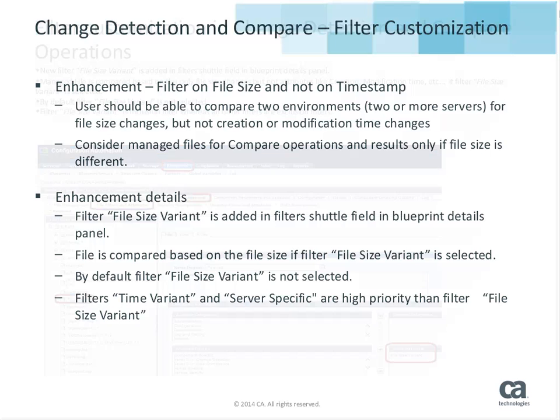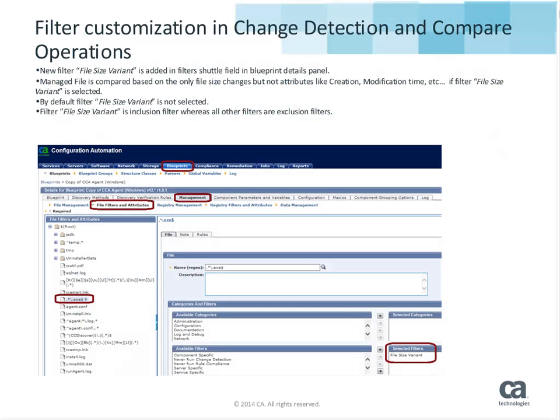So let's take a look. I'm going to walk through here. I'm going to go to my blueprints. I'm going to manage. I go into my file filter and attributes. I'm going to select the appropriate example here, the executables. And I want to have that set in my available filters as file size variant. So if something changes with my executables and the size has changed, I want to be notified. I want to be aware of that. I want to have that available to us.